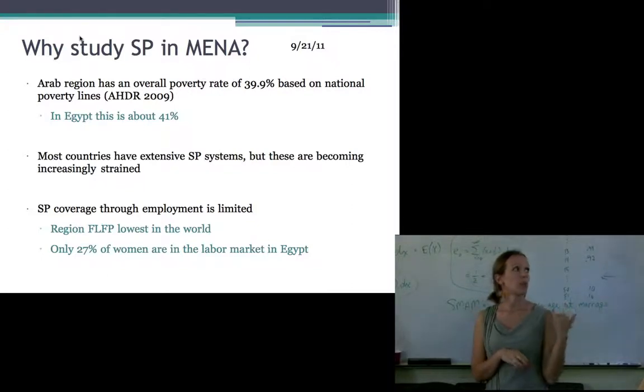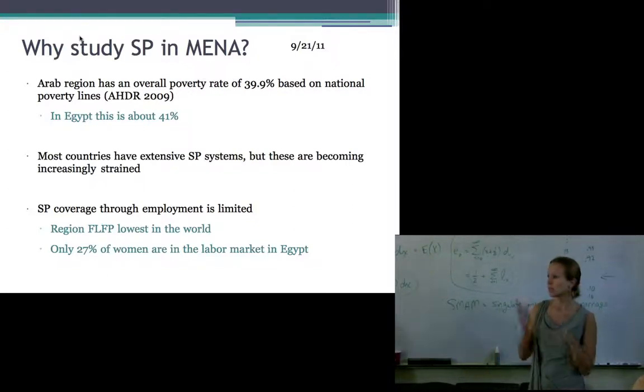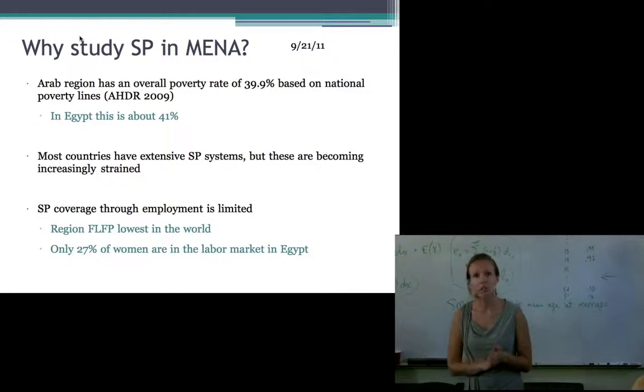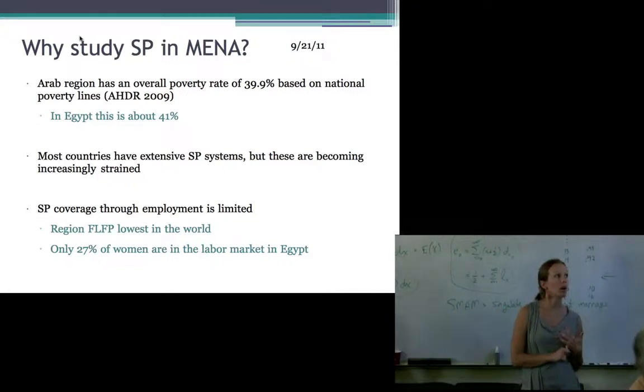Some of the reasons why we were interested in looking at this is that the poverty rate in the Arab region is really quite high. It's 40% based on national poverty lines. This obviously varies quite a lot across the region. We have a number of very wealthy countries and a number of very poor ones. Egypt is on the poorer end. The poverty rate is about 41%.